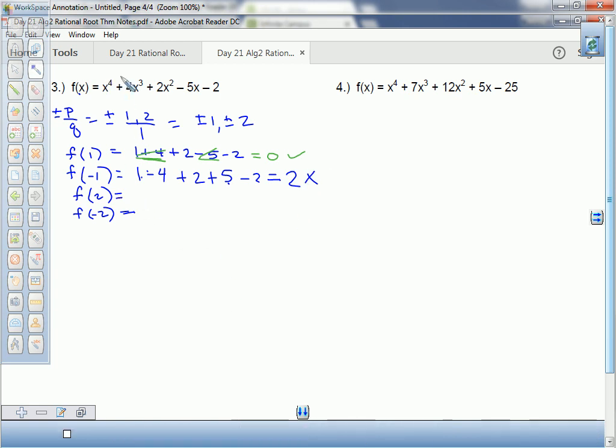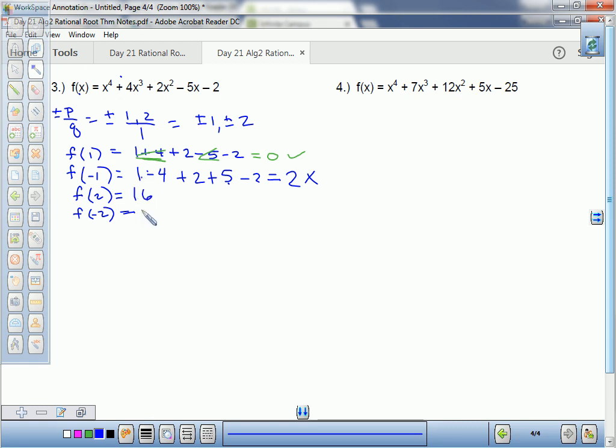Alright, let's test 2. 2, 4, 8, 16. 2 to the 4th is 16. Do you see what I'm doing on my fingers? 2, double it, 4, double it, 8, double it, 16. Counting on my fingers every time. Alright, so 4 times 8 is 32. 2 times 4 is 8. I can go ahead and stop because I know it's not going to make it to 0. And then negative 10 and negative 2 does not equal 0. I don't even have to add it up. I know it's not 0. So that one doesn't work.